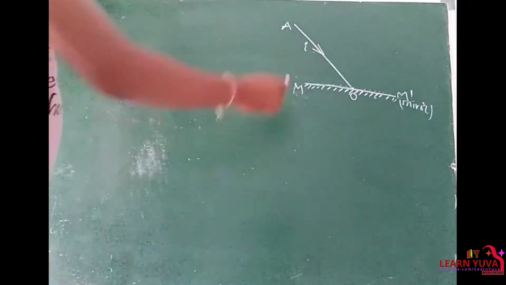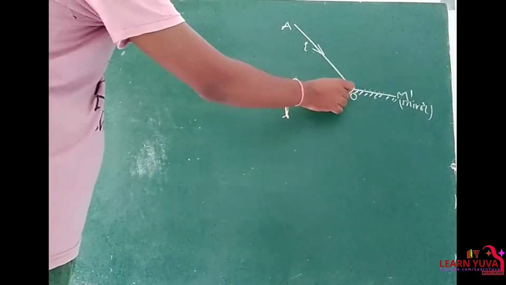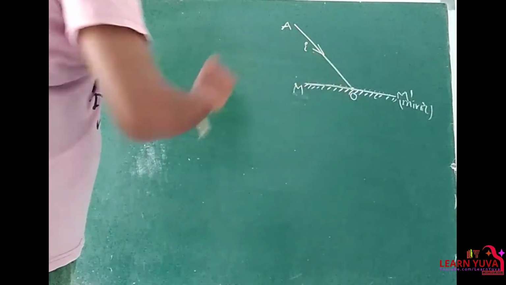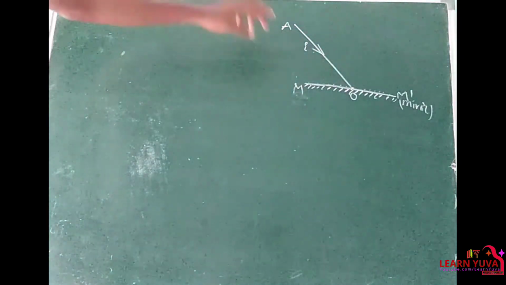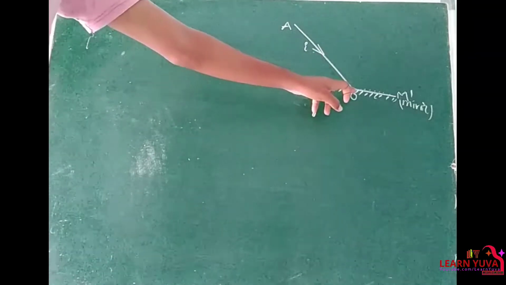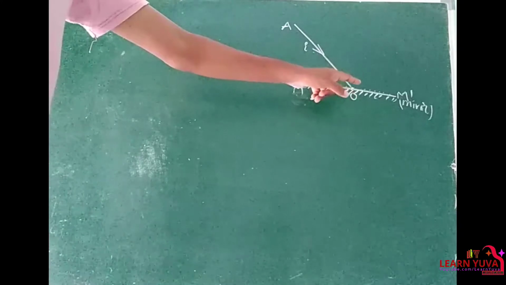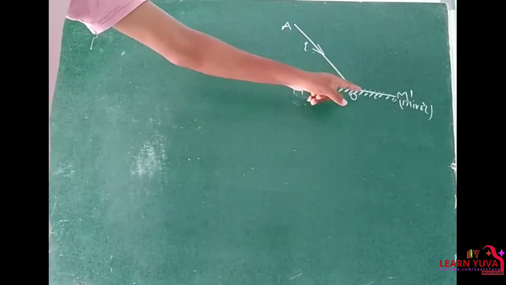Defining again, the light ray which strikes the reflecting surface, and this light ray is nothing but the incident ray on the mirror. Wherever the light ray strikes, at that point we call it the point of incidence.